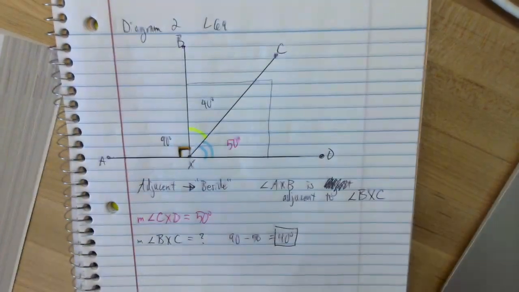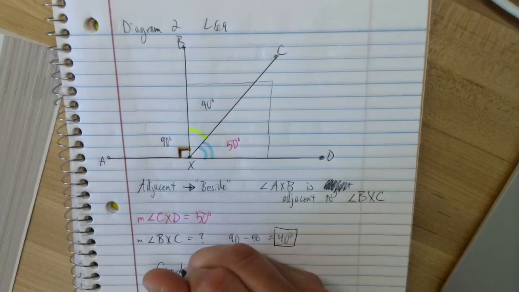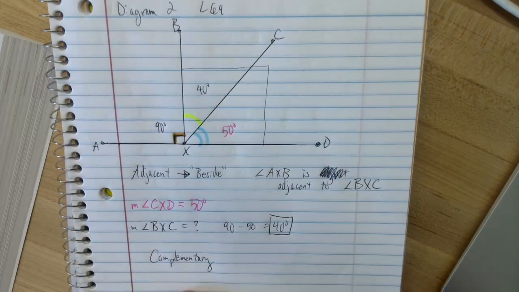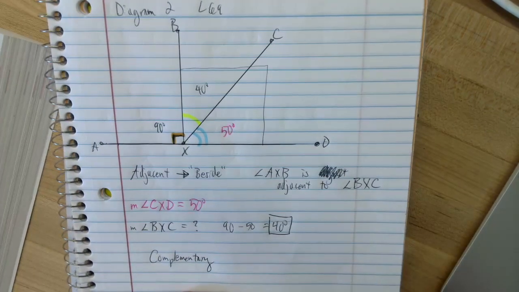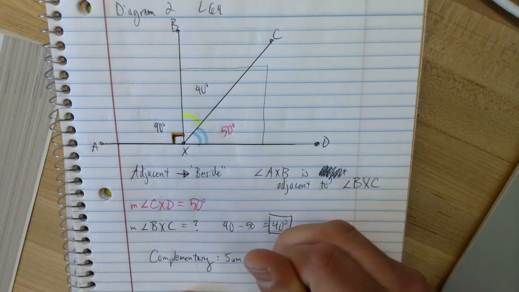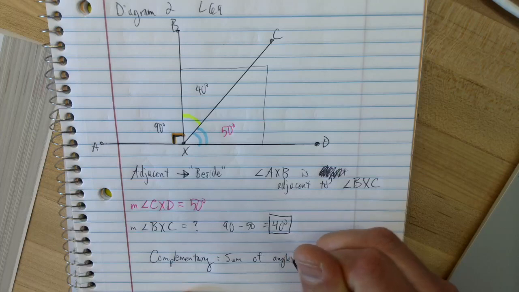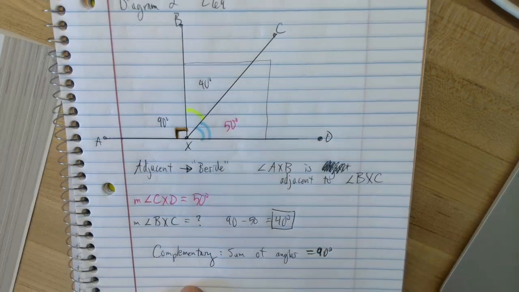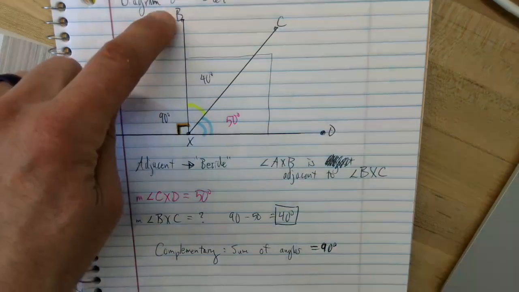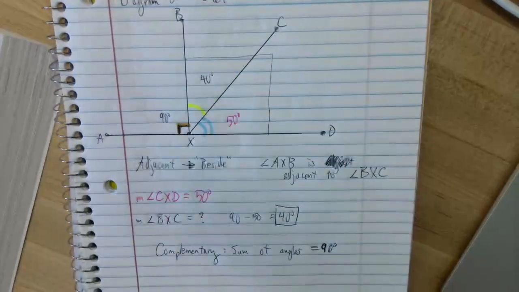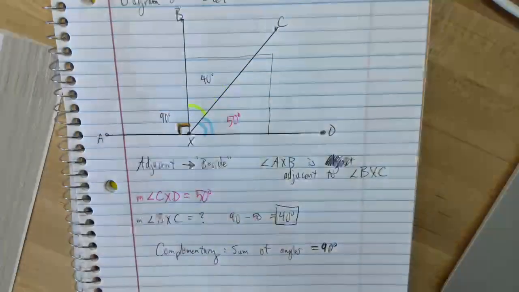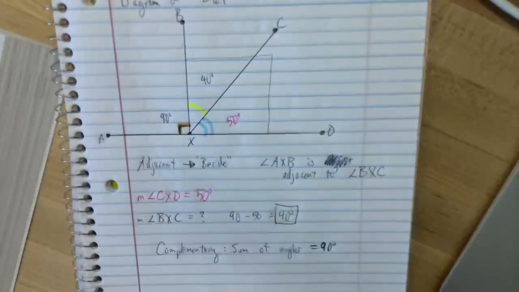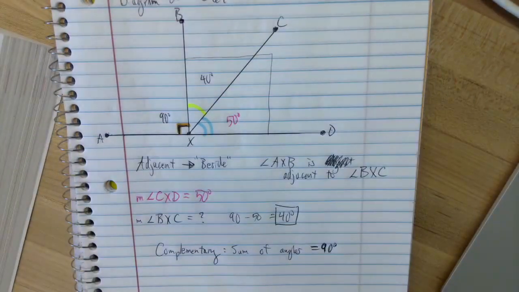Those angles are called complementary. And I misspelled this for years. It actually doesn't have an I. I guess that's a different word. Complementary. The sum of angles equals 90 degrees. Okay? So, said another way, we could state that angle BXC is the complement to angle CXD. Okay? Yes, I said complement. That's just the noun expressing that they have a relationship where their sum is 90 degrees.